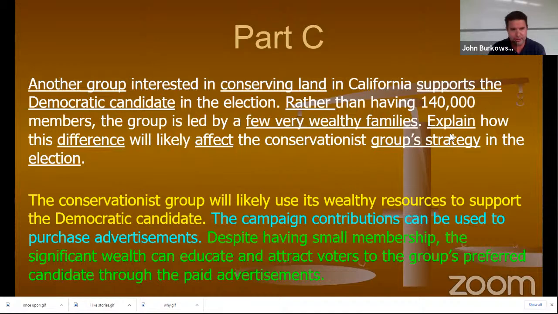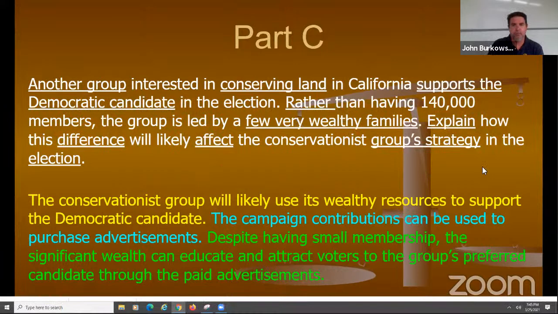All right, wow. Another interest group, conserving land, that's big, so environmental, right? Supports a Democratic candidate, so now Valadao. So they're supporting the Democratic candidate. They don't have a bunch of members. Their group is very, very small. But they got money. They got wealth. So this is a different scenario.